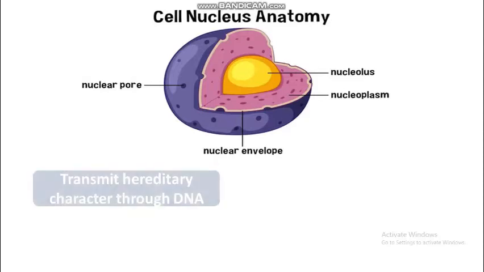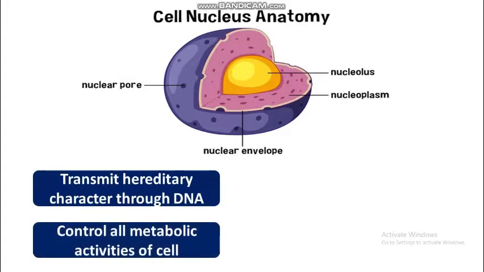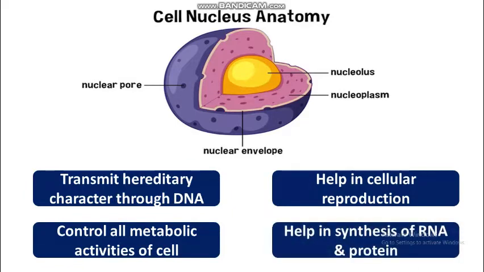Now, coming to the functions, it helps in transmitting hereditary characters through DNA. It controls all the metabolic activities of a cell. It helps in cellular reproduction, a very important point. Another, it helps in the synthesis of RNA and protein.